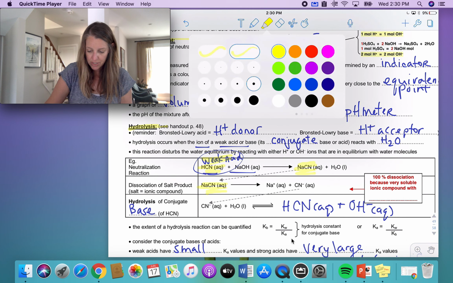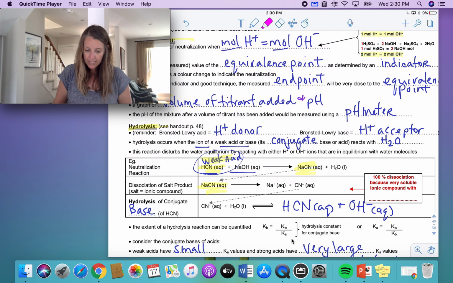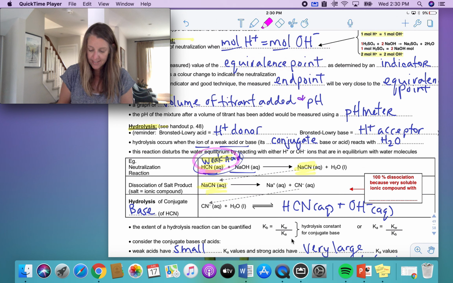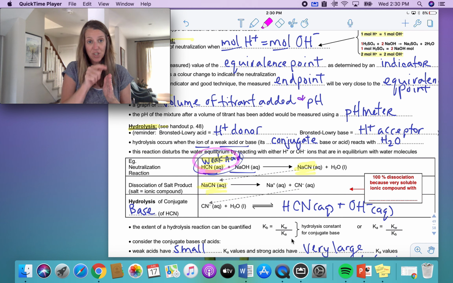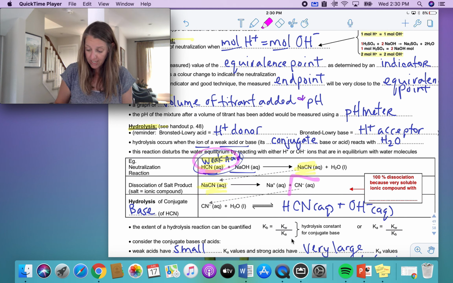Let me just change the color here for a second. I want to link my weak acid to its conjugate. Remember what's going to happen? It's like its partner. What does the weak acid turn into after it acts like an acid and is a proton donor? You are looking at the CN with a 1 negative charge. Weak acid, strong conjugate base.